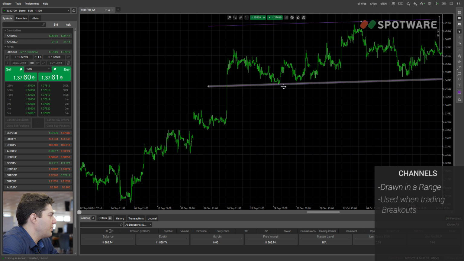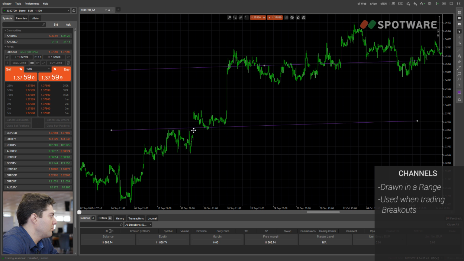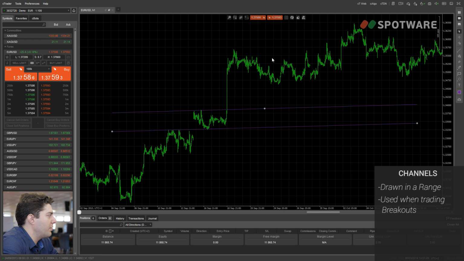Channels are useful when trading breakouts also. So in this place, for example, when you have a very tight channel and the market is expecting something, you can trade breakouts.